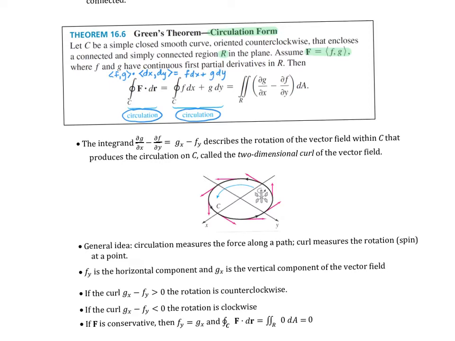Okay, so what Green's theorem is going to do is break it down even further. Over our region, we have this partial derivative of g with respect to x minus the partial derivative of f with respect to y. That integrand is what we call the curl. So let's look at what the curl actually is.